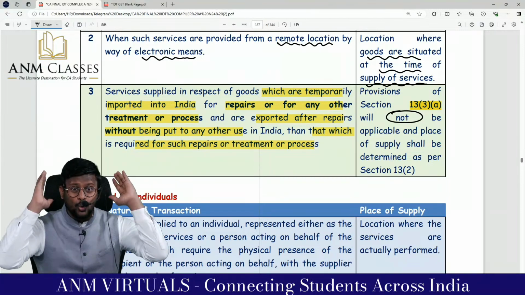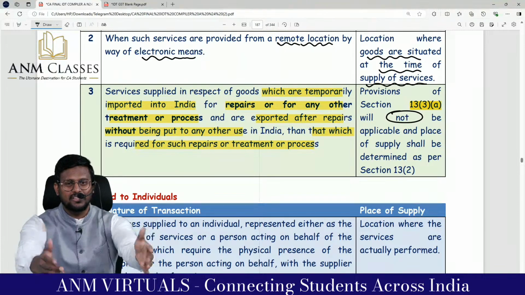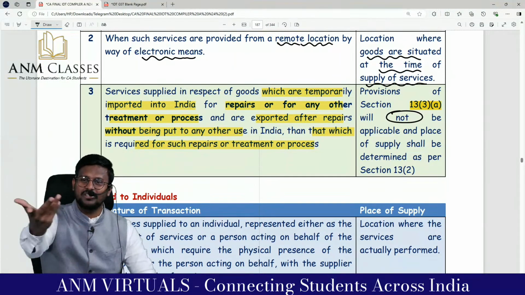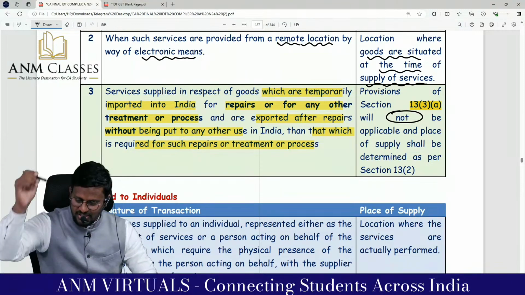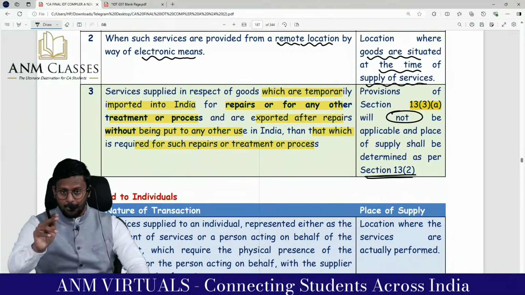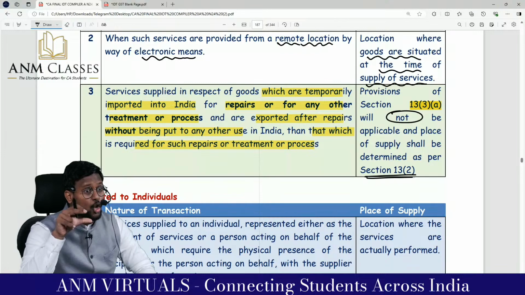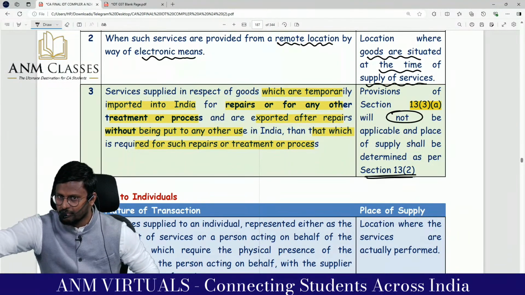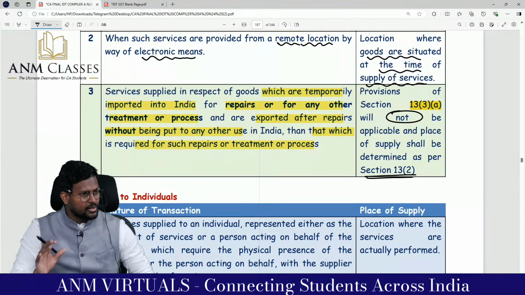What is 13(2)? Location of the recipient of the service. The recipient of service is situated outside India. So for export of services, we don't want GST. That's what they are saying: it will not be applicable and the place of supply shall be determined as per section 13 subsection 2. Because of this situation and this logic, they have taken this circumstance out of this section. Do you understand?